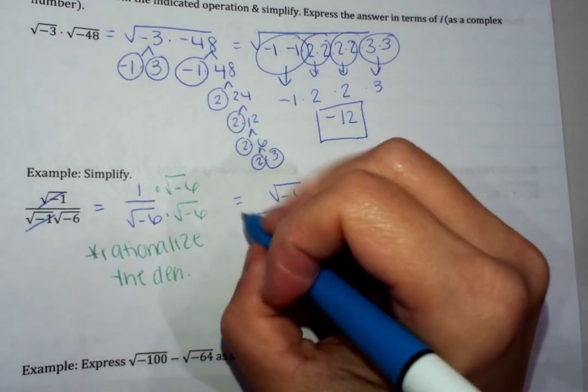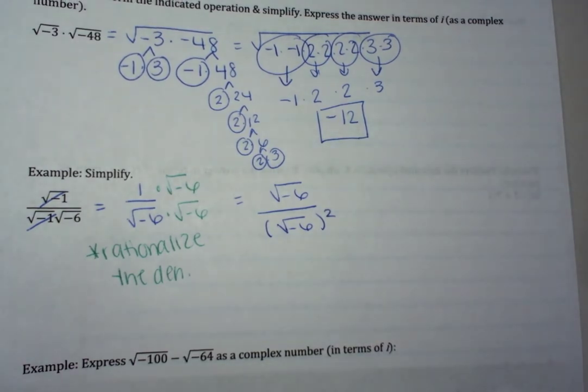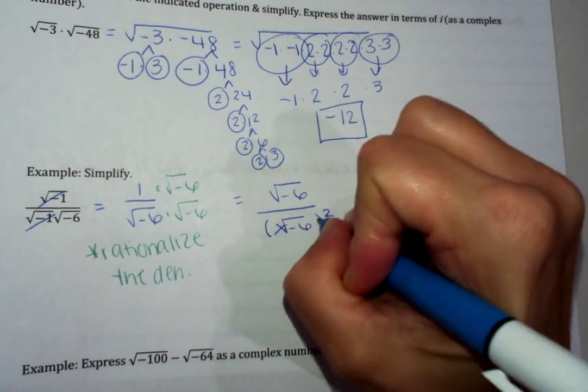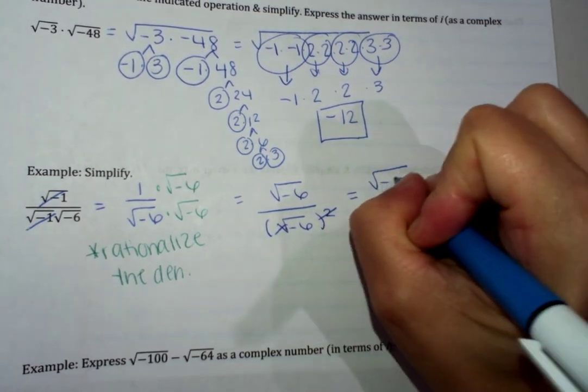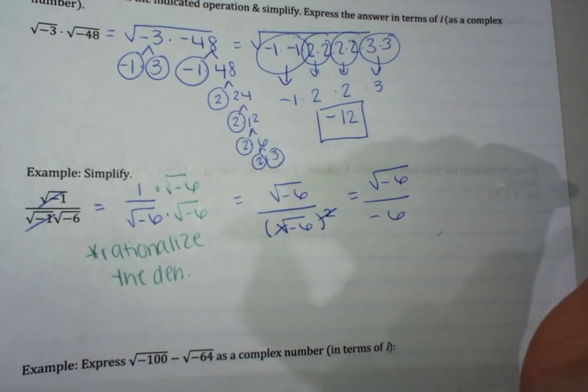On the bottom I have the square root of -6 times the square root of -6, which is the square root of -6 twice, which is the square root of -6 squared. So the square root and the square will cancel each other out. We're left with the square root of -6 up top, and then just -6 on the bottom.